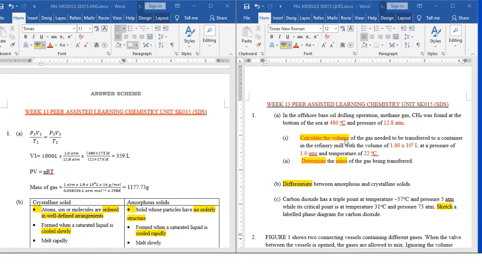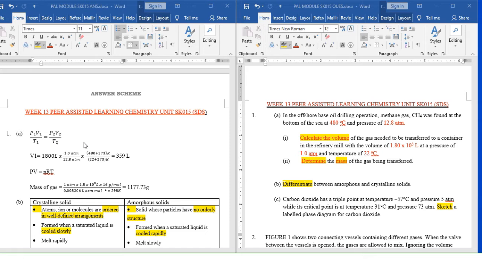So the first question, calculate the volume in liter, at pressure 1 atm and temperature 22 degrees Celsius. Actually, this question combines pressure, volume, and temperature. Pressure and volume is about Boyle's law, volume and temperature is about Charles' law. So we are applying P1 V1 over T1 equal to P2 V2 over T2.